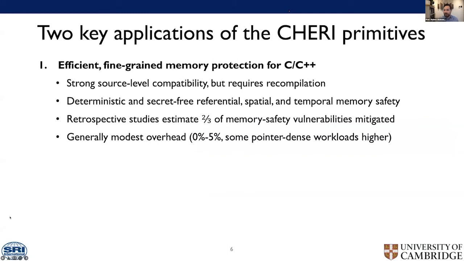So efficient fine-grained memory protection is intended to close vulnerabilities and prevent exploitation. These are similar and yet different concepts. The goal in the Cherry design was strong source code level compatibility. This means that programs have to be recompiled.